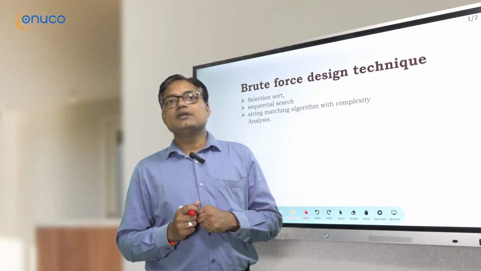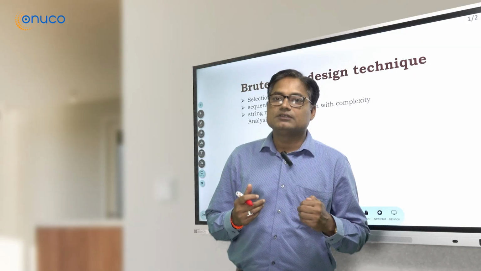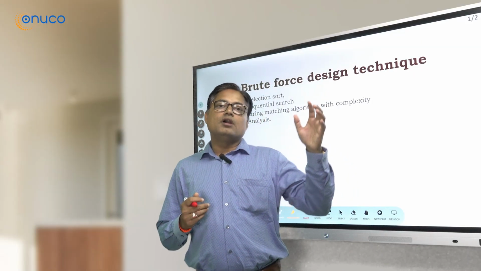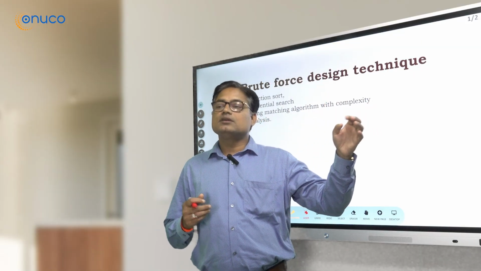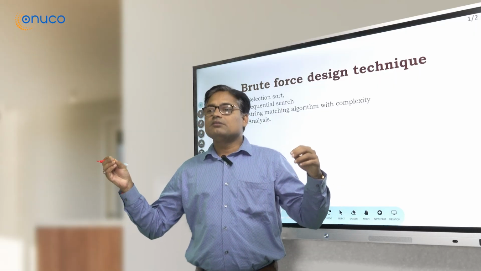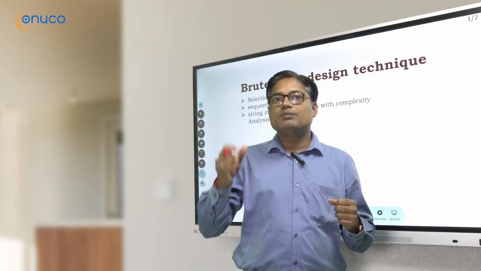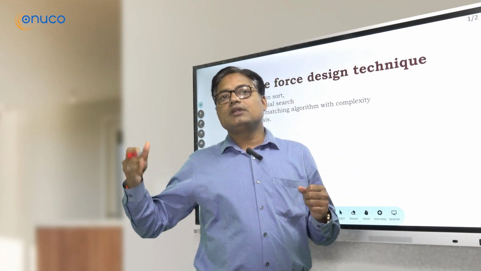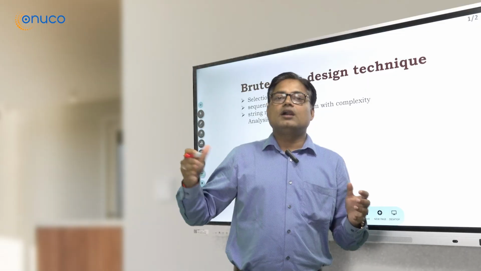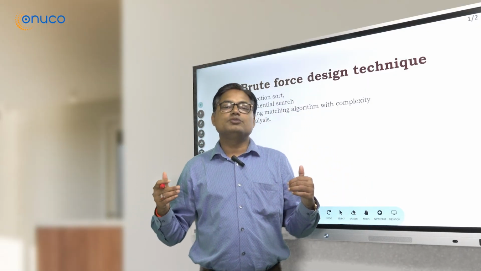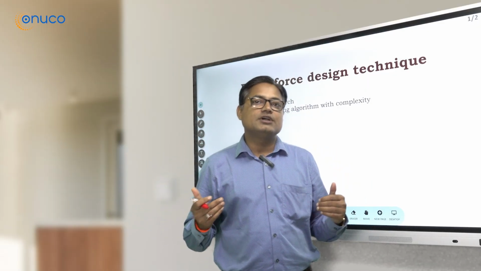Similarly, we have pattern matching, which is also called string matching. It means we have a given text, the main string, and we have a pattern. We are going to check whether that pattern is present or not. Bubble sort: finding the largest element and shifting it towards the right, and one by one after iterations we come to know what the sorted elements are.